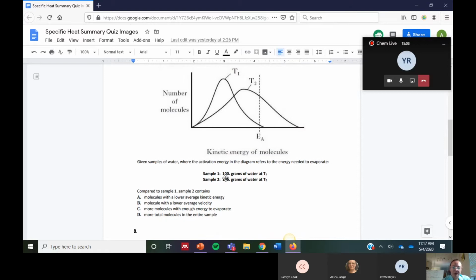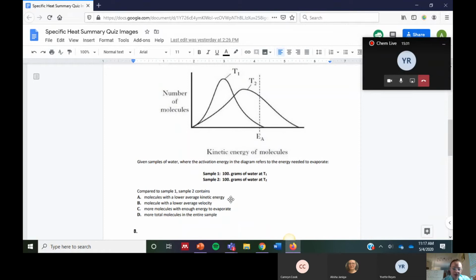And just to be even more sure, both samples have 100 grams of water, so they both have the same amount of molecules. But sample 1 is at T1 and sample 2 is at T2. And we want to know, compared to sample 1, sample 2 contains... So which one of these is true about sample 2?